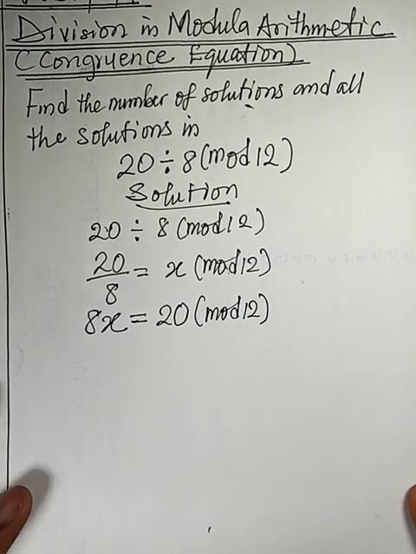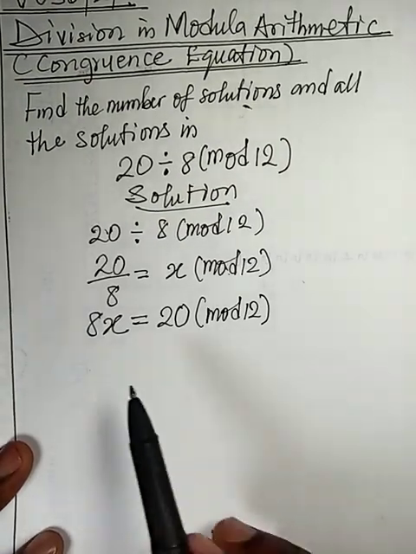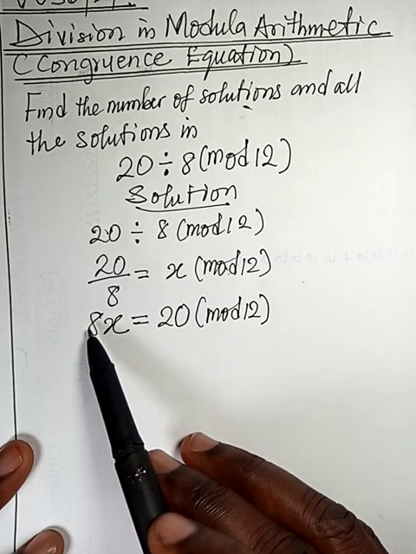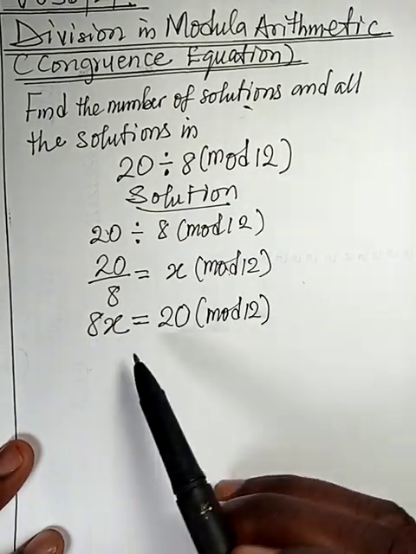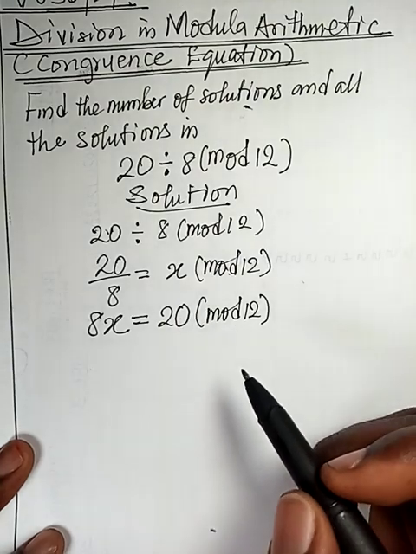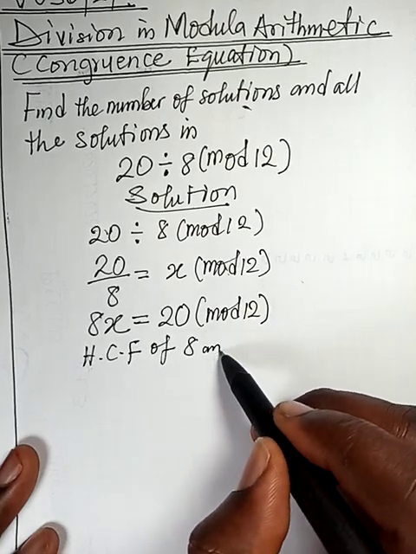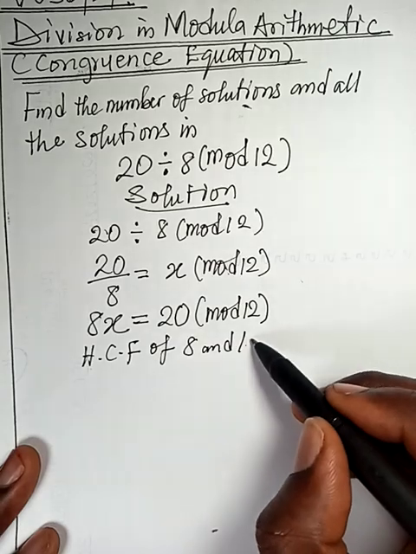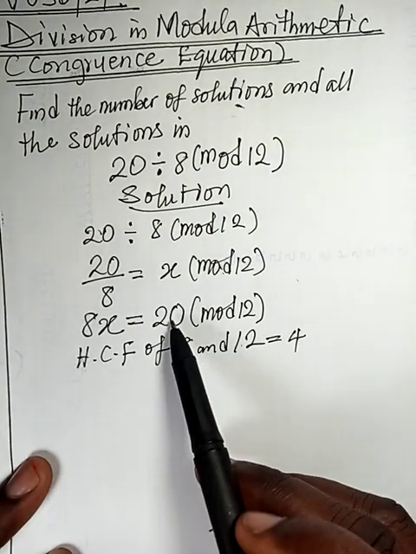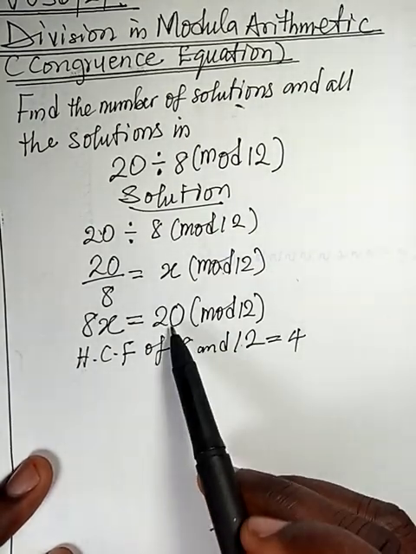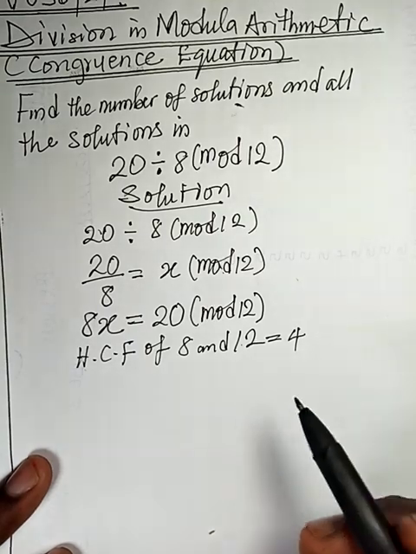Now at this point, we need to test and see if there's going to be a solution. And how do we do that? We do that by finding the GCF or the HCF of 8 and 20. The HCF of 8 and 20 is 4. And then the HCF of 8 and 12 is also 4. Now, can this 4 divide 20? If this 4 can divide this number, then there's a solution. Of course, 4 can divide 20 to give us 5. So that tells us that there's a solution.